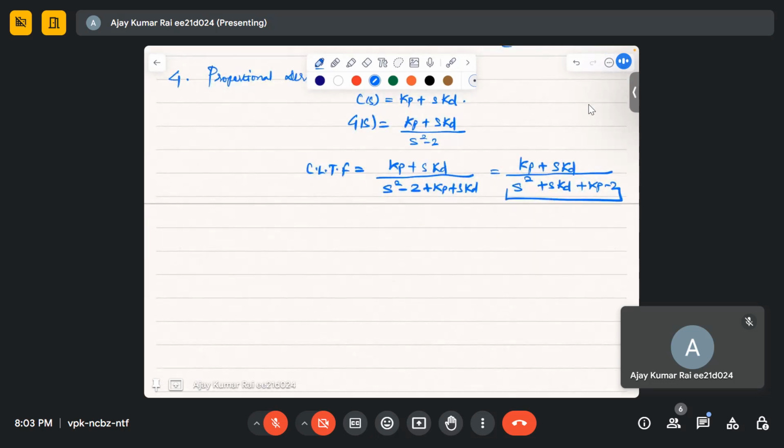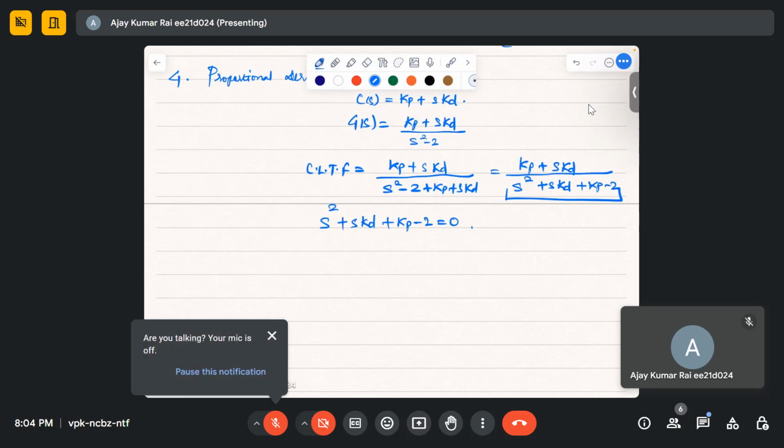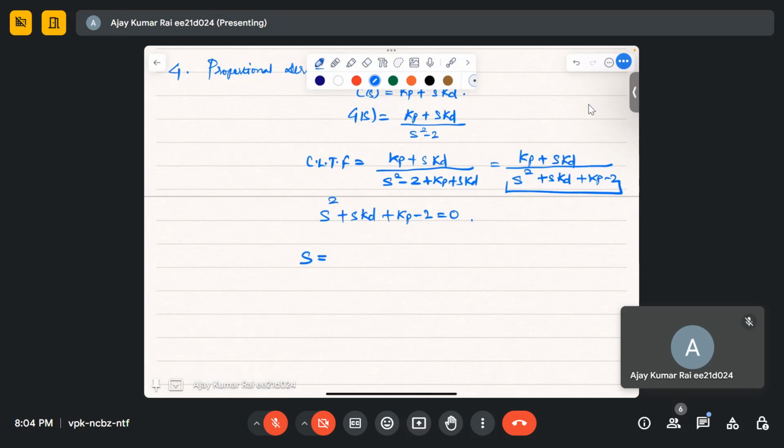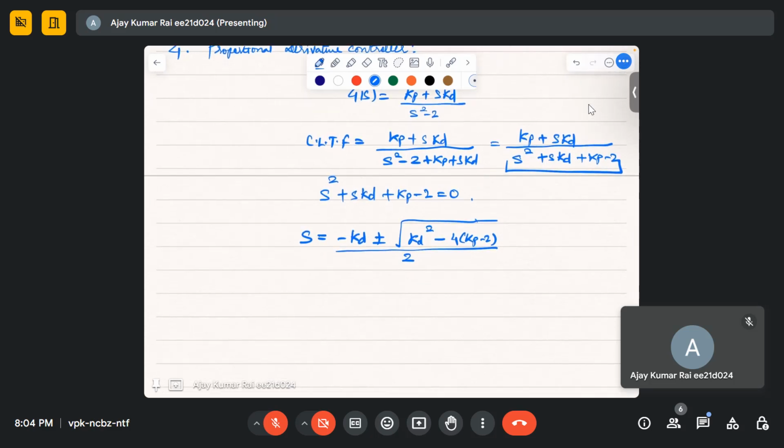So let me find out for what value of Kd the system is stable or not. This is the characteristic equation, right? Its roots are the poles and those poles should lie on the left hand side. So finding the roots: minus Kd plus minus square root of Kd square minus 4 into Kp minus 2, by 2. From the roots, if we apply that criteria, it will be very easy, but from the roots you can see here.